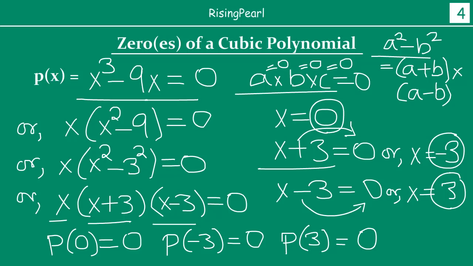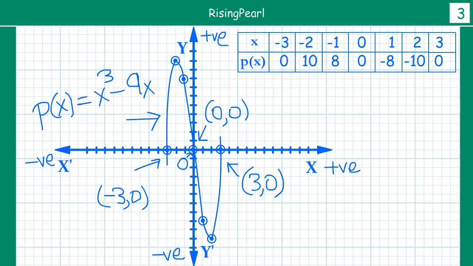So now if you compare this with what you have just seen in the graph, you notice x equals 3, x equals minus 3, x equals 0. That means just by looking at the graph and at the x coordinate, we can say that the x coordinate of the point where the graph cuts the x-axis gives us the zeros of the polynomial.